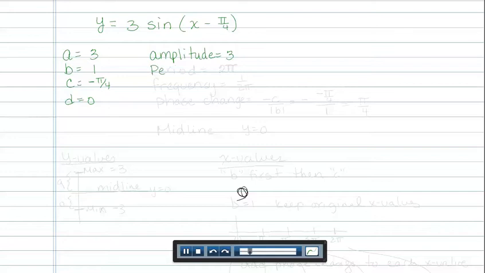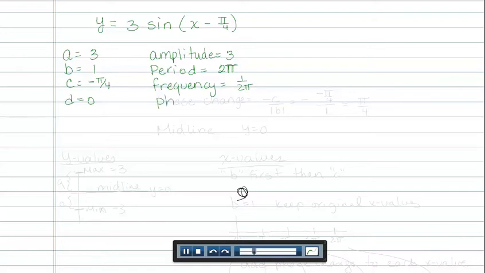The period is 2 pi over B, but B is 1, so it's just going to be 2 pi. The frequency is B over 2 pi, and B is 1, so it's 1 over 2 pi. So what this is saying is that the function has the same period as the regular sine function. Your x values are going to stay the same.